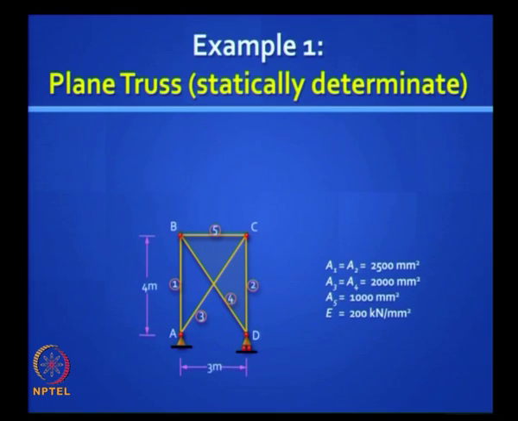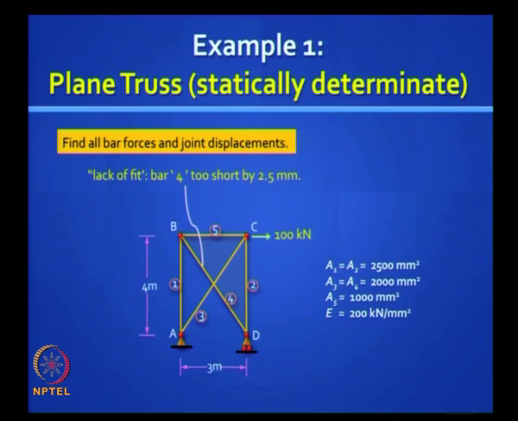So let us do that. Let us take this example. This is a 5 bar truss or pin jointed frame. It is simply supported, so it is externally statically determinate. It is also internally statically determinate. You can check that M plus R is equal to 2J. You are given two loads. One is a direct action of 100 kilonewton and the other is a lack of fit. Bar 4 is too short by 2.5 mm. The question is very clear: find all the bar forces and the joint displacements. These are the unknowns in the structure. You can also get the support reactions very easily.